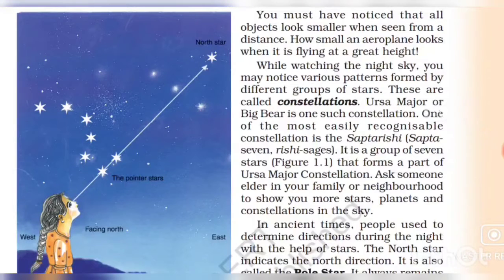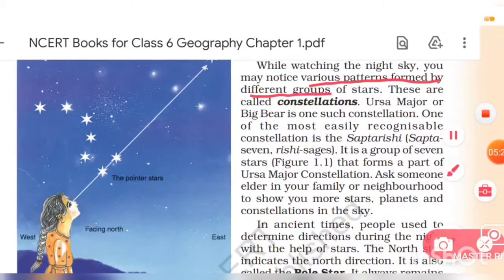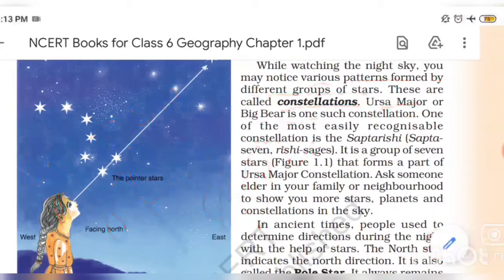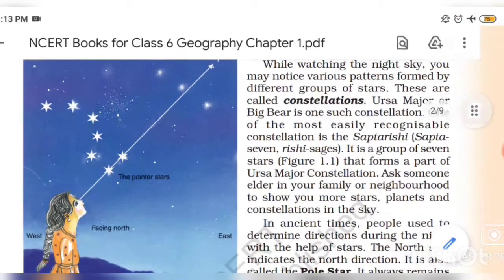Next is constellations. While watching the night sky, we notice various patterns formed by different groups of stars. That is called a constellation. What is a constellation? A group of stars is called a constellation. Ursa Major, the Big Bear, is one such constellation. It is one of the most easily recognizable constellations in the night sky. Saptarishi or Saptarshi: Sapta means 7 and Rishi means sages, 7 sages. It is a group of 7 stars that form a part of the Ursa Major constellation.